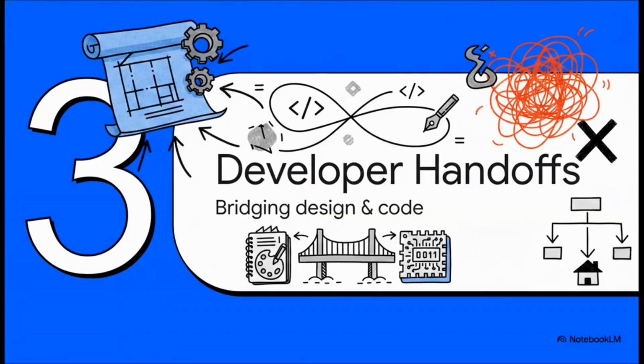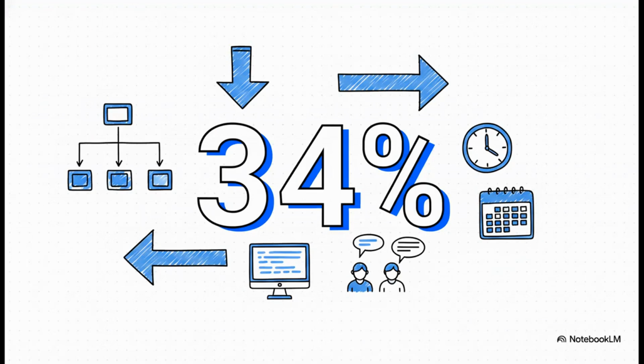Let's move on to Section 3, mastering the developer handoff, the bridge between design and code. Because let's be real, a beautifully crafted design system is completely useless if the handoff to engineering is a total disaster. Let's stick with that same Airbnb system for a second.